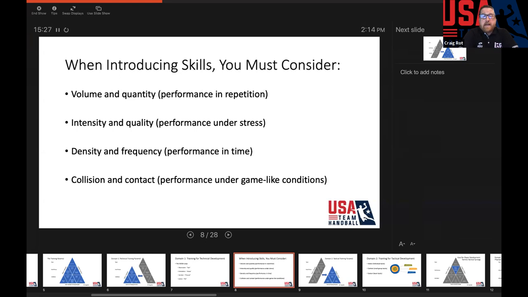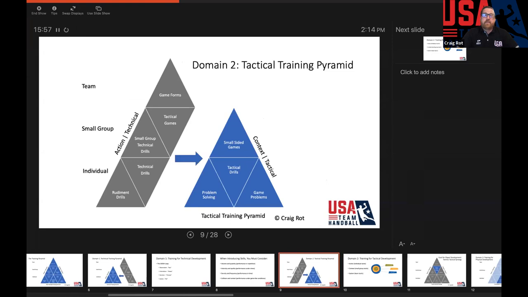And then you have to consider collision and contact. Remember this, collision is your legs on the floor, called vibrational load. The more intensity and stress you place them under, the larger the collision load, and contact means contact with other players. That means performance in game-like conditions. So that's really what you have to focus on when introducing new skills, especially technical skills. You want to perform in repetition, perform under stress, perform in correct timing, and then have game-like conditions.